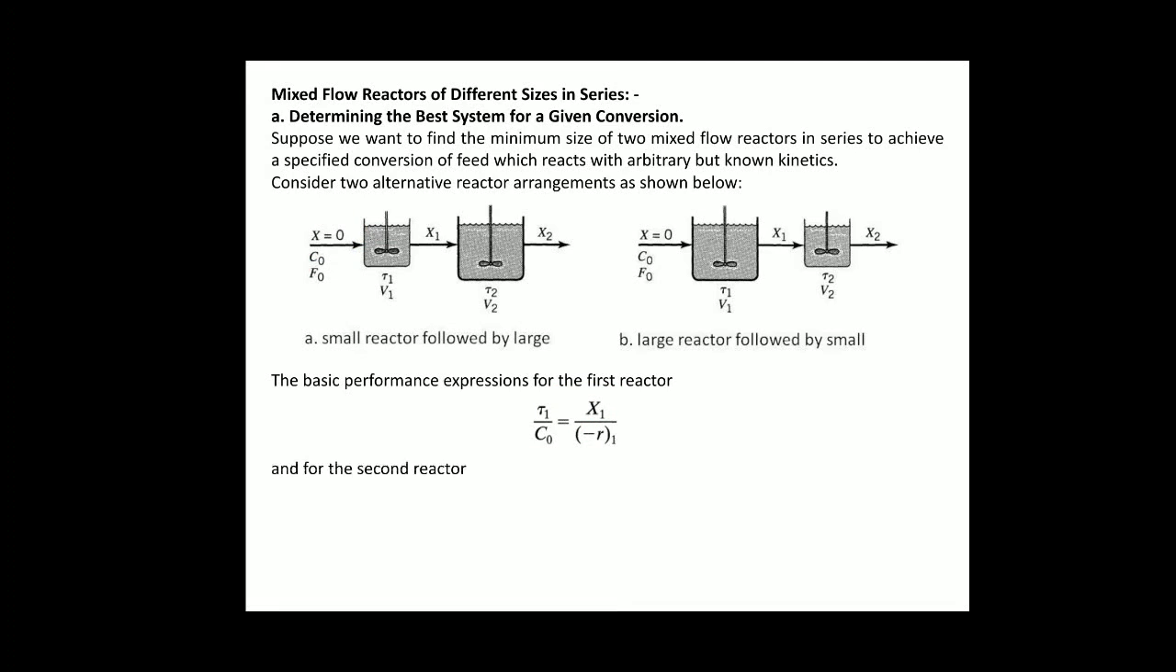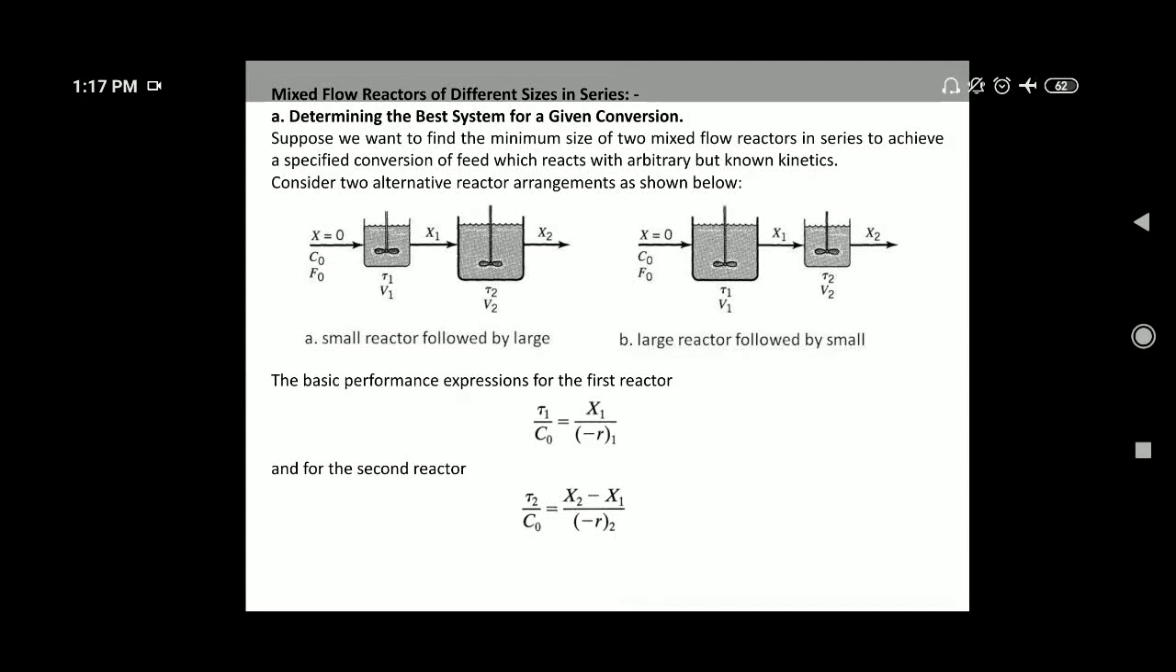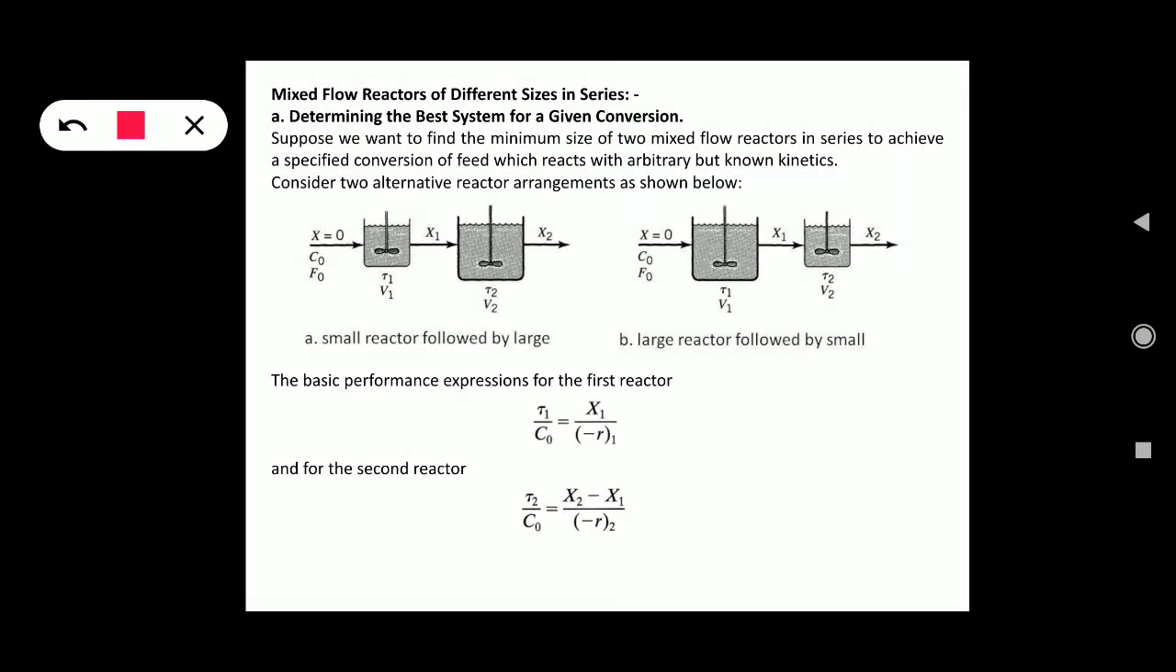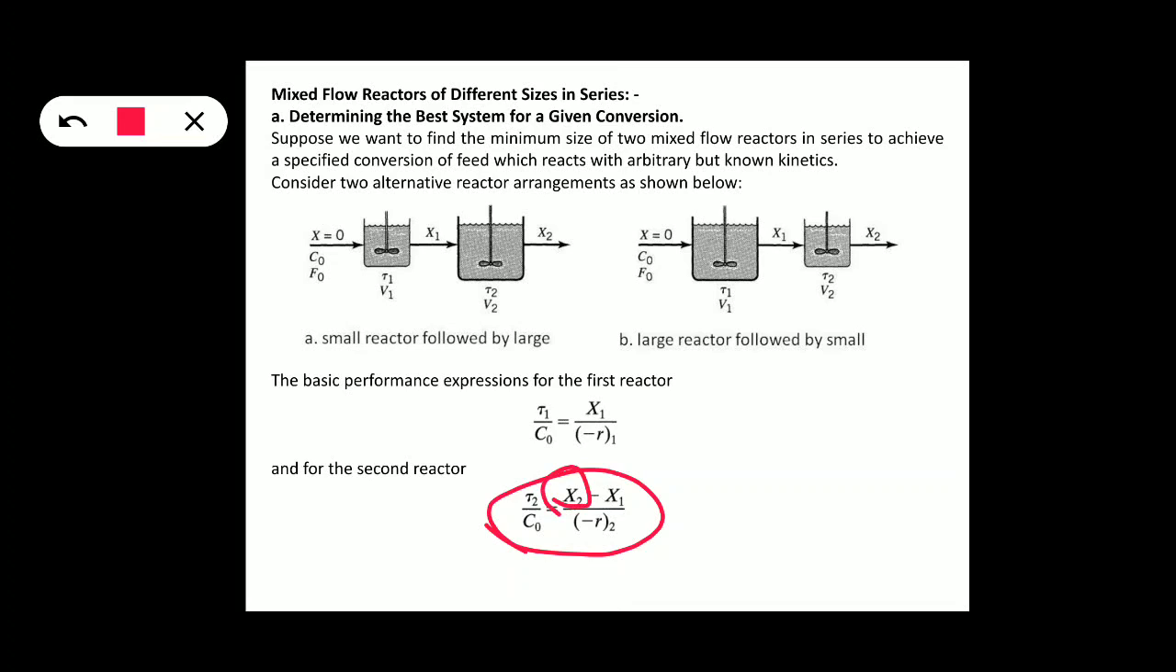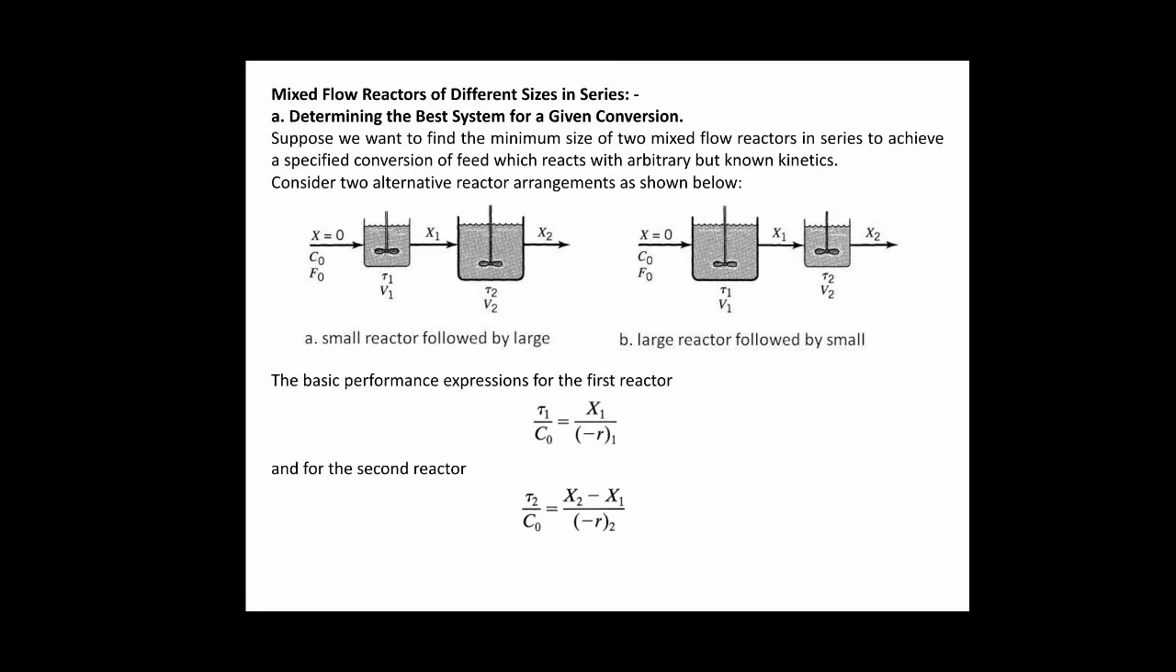Similarly, for the second reactor, I can write tau 2 by C0 is equal to x2 minus x1 upon minus R2. Here x2 is the conversion in the second reactor and x1 is the conversion in the first reactor, and R2 represents the rate of reaction in the second reactor. So this will be the performance equation for the second reactor.